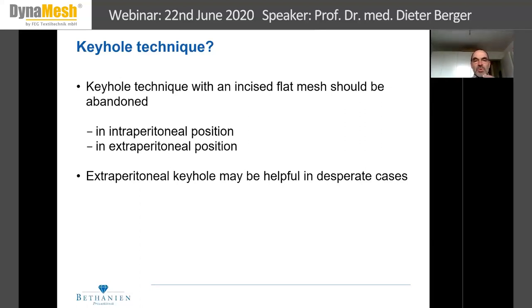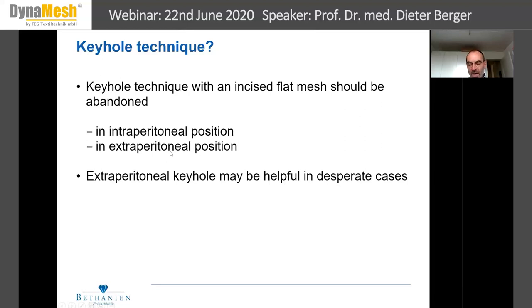In the first paper, they described very promising results, but the follow-up period was only a few weeks. And with the longer follow-up period, they saw a recurrence rate of almost 40%, 37% or something like that. So the keyhole technique is not a really sufficient technique, neither in the intraperitoneal nor in the extraperitoneal position.